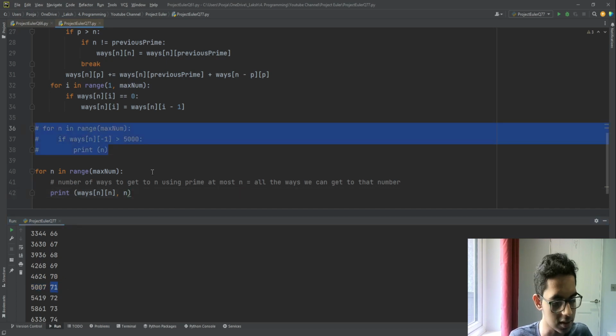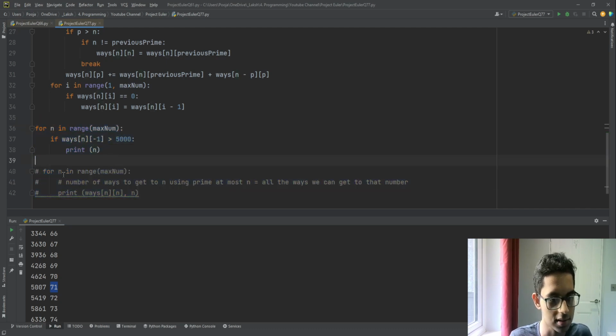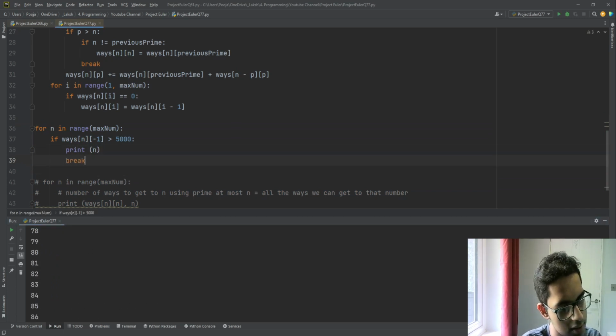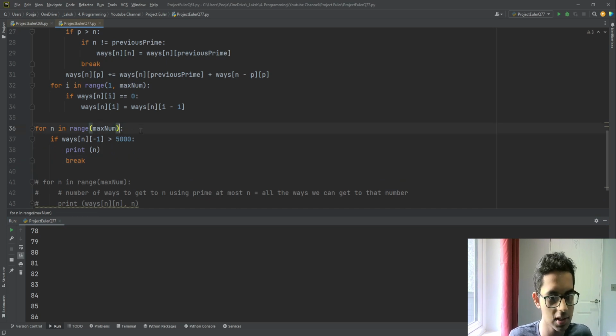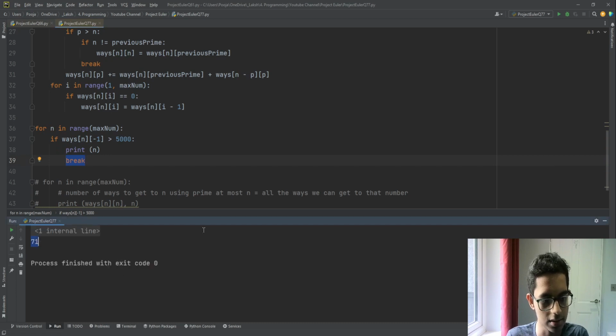Or alternatively, we could just use this code, but obviously these two are equivalent. If we just want the answer instantly, then I'll have a break statement over here. So I'll quickly explain what this does. This goes through all the numbers and checks the number of ways in which you can get to that number. And if the number of ways is more than 5,000, then we print that number. If we also break, then that will just give us the first number. So we should just get the answer, which is 71. And that is indeed the answer to this specific question. The answer is 71. So yeah, that's pretty much it.